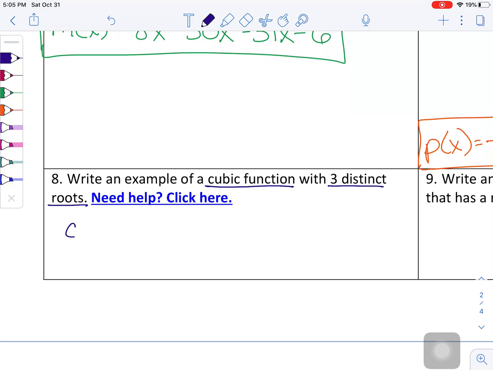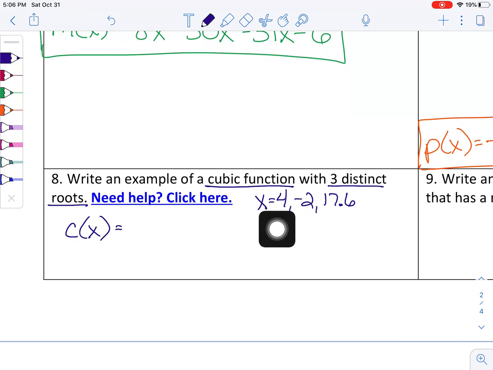But if we go, let's say we want to write, c of x, I'm going to call it the cubic function, okay? And I need 3 distinct roots. All right, let's say I'm going to make those roots x is equal to 4, x is equal to negative 2, and x is equal to 17.6. It doesn't matter, okay?